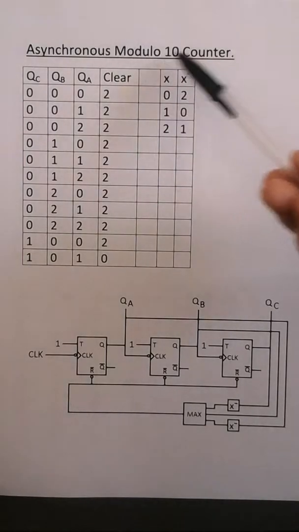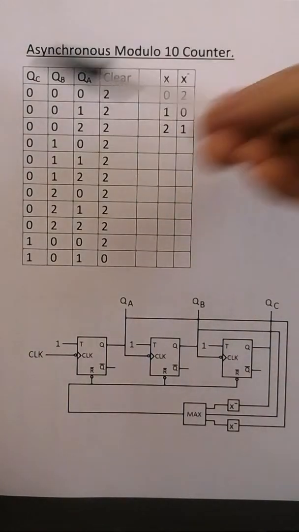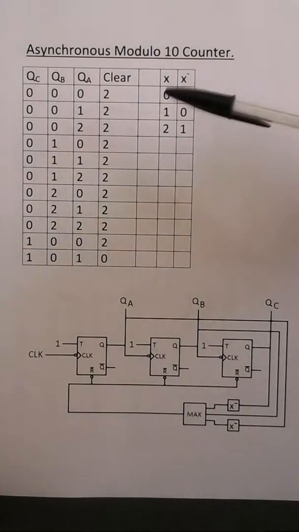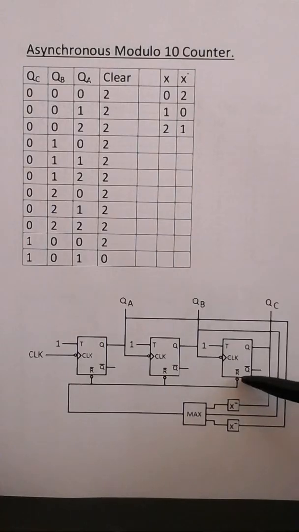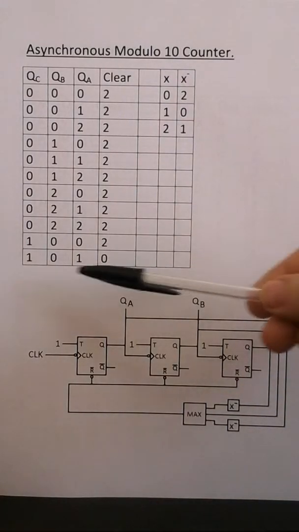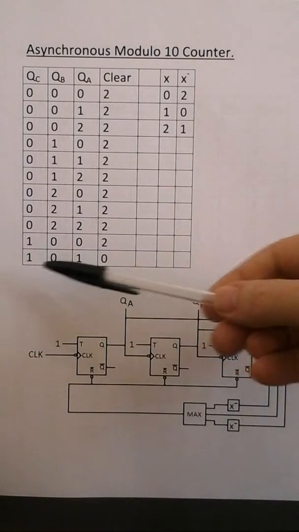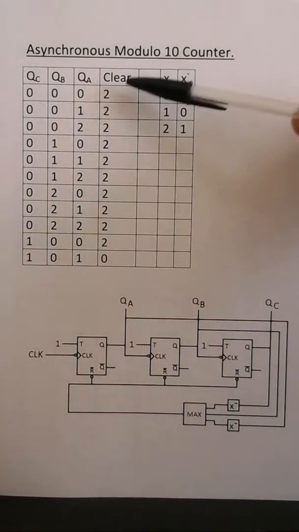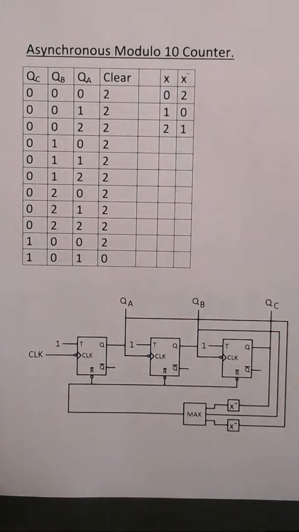Here we have an asynchronous modulo 10 counter. This is the truth table and the circuit diagram. Basically, the clear, which is this output here feeding the reset of the flip-flops, is 2 for every state except 10. 9 plus 1 is 10, so it counts from 0 to 9 and then resets at 10.